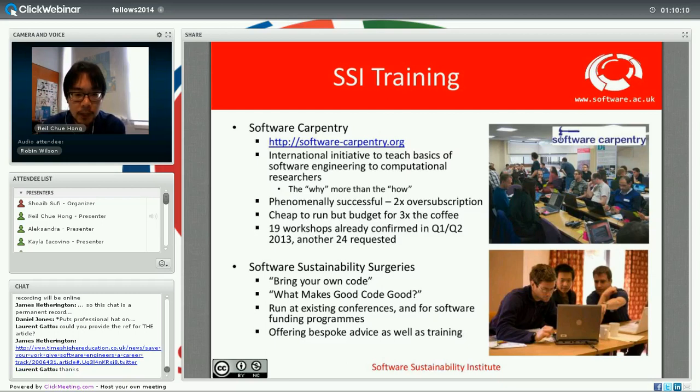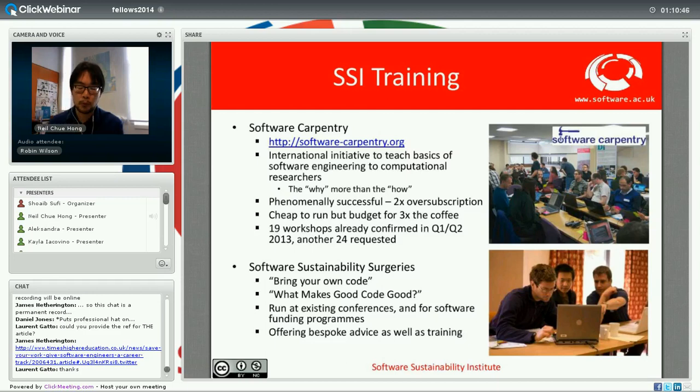The other thing we do for training is surgeries and other sessions at conferences. And one of our most popular ones is something called What Makes Good Code Good, where we get researchers together to discuss what they think is a good piece of software, what makes software usable for them, and what are the challenges to using software, and see whether they match the expectations and perceptions of researchers from other areas. So that's a very brief overview of all of the work that the SSI is involved in.